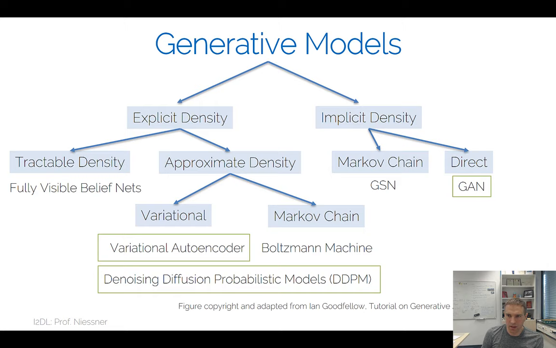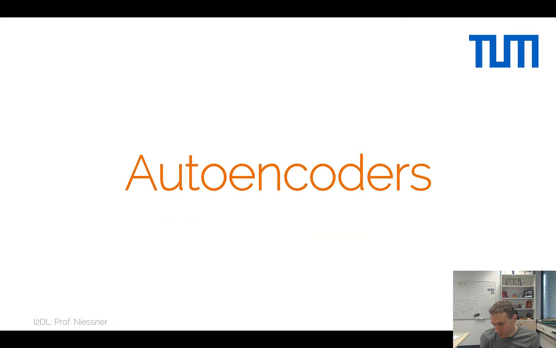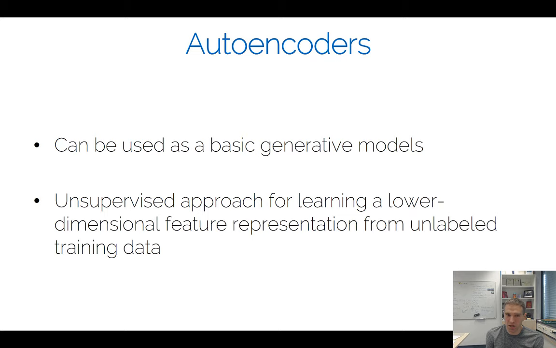a very high level intuition. I'm going to start with something much simpler. Before we start any of the complicated stuff, I think we have to start with autoencoders. I have mentioned them a couple of times throughout the lecture, but we've never really gotten into what autoencoders are. Autoencoders have basically two ways to be used. They can be used as a basic generative model. However, they can also be used for some sort of representation learning.